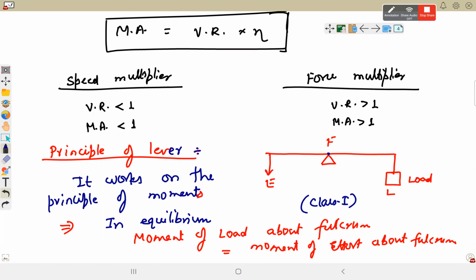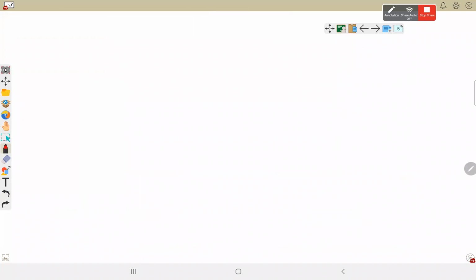Sir, is this only for class 1, or is it the same for class 2 and class 3 as well? This is for all. Okay, if effort is in the middle, then the moment of all types of lever. Right. How did we calculate moment? Force into perpendicular distance. So for any type of lever, in class 2: load, fulcrum, effort. This is class 2.